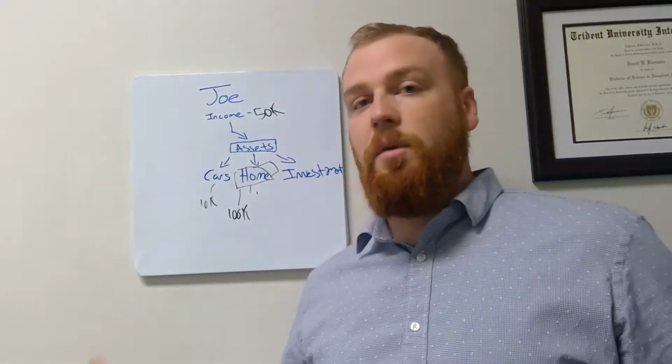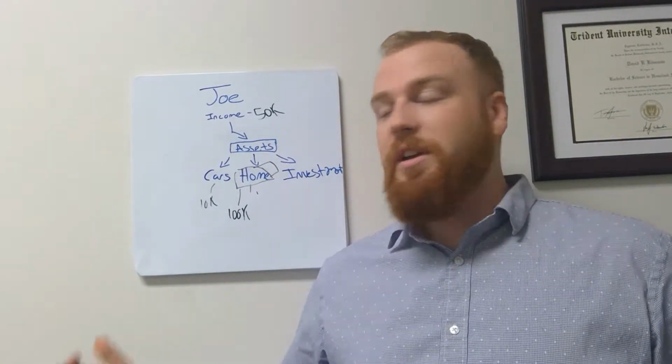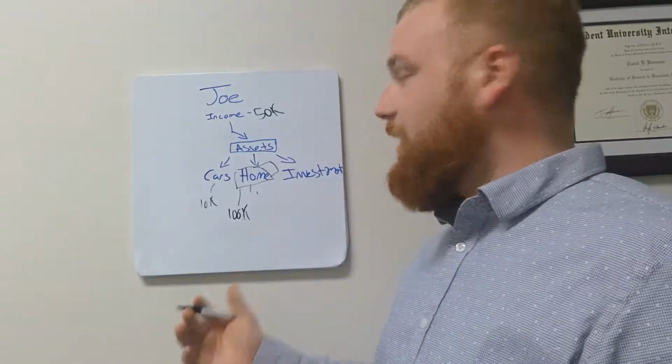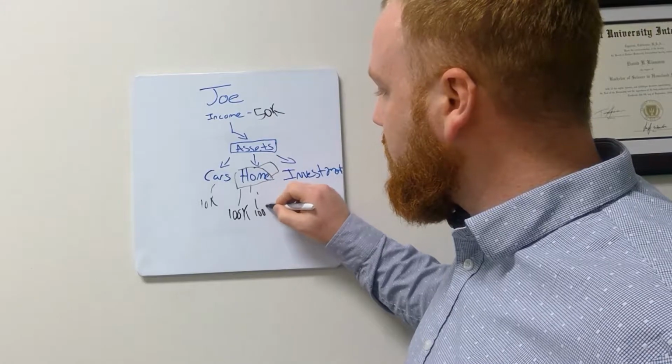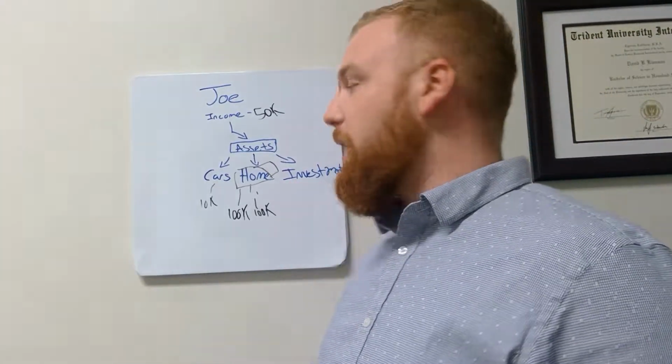And I say, Joe, what about the other one? I own the other one free and clear. It's a lake house out there near Camden, and it's probably worth around $100,000. So I'm going to put down another $100,000. So that's our equity we can go after.